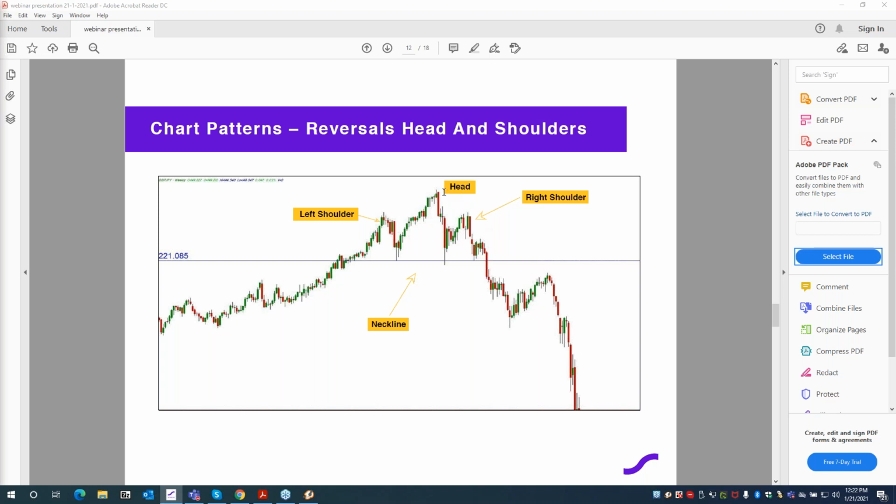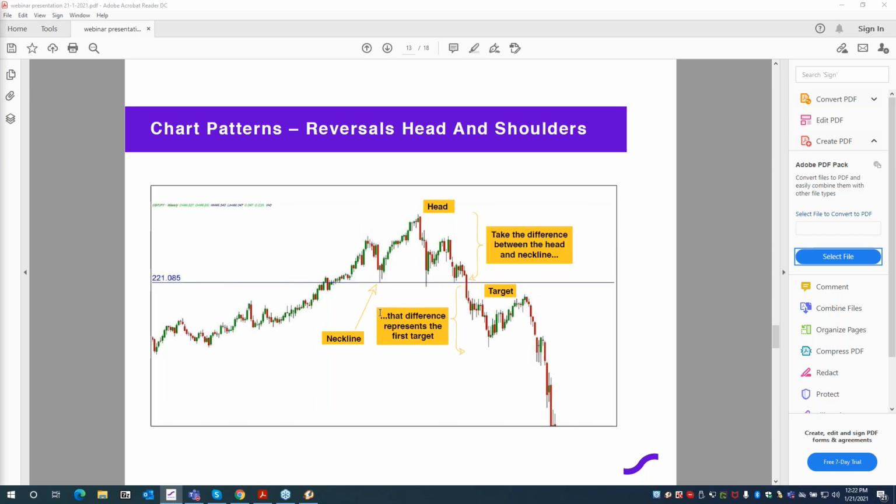So usually the distance from the head to the shoulder is an indication that it should move the same amount of pips downwards after you break the support level. Okay, so here we have it. See, the graphic designer of Streams did a good job in adding this as well.